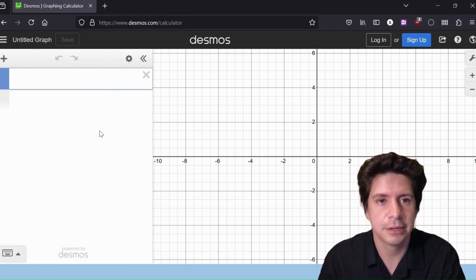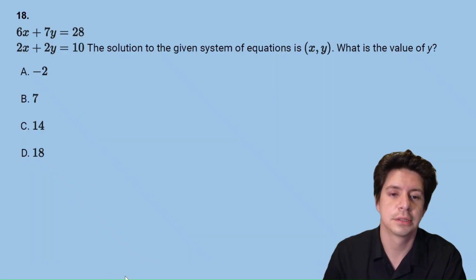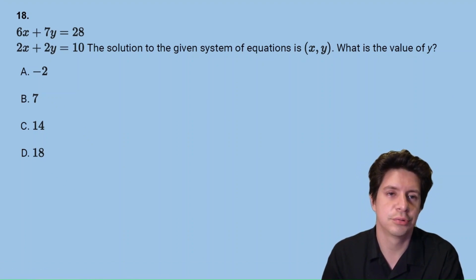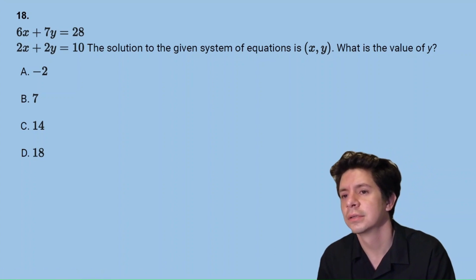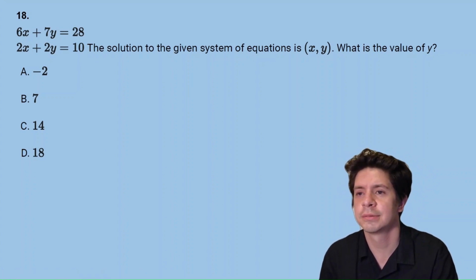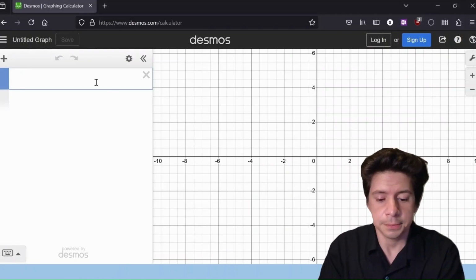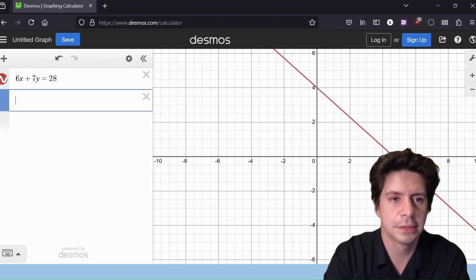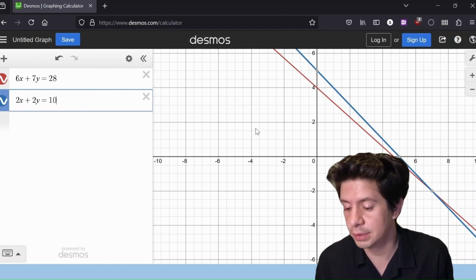But okay, so then here, right, we're going to plug in the equations, which are, let's just look back at them, 6x plus 7y equals 28, and 2x plus 2y equals 10. Okay, great. So then that's going to give us 6x plus 7y equals 28, 2x plus 2y equals 10. The 2x plus 2y I could have also simplified and then solved it, but I didn't.